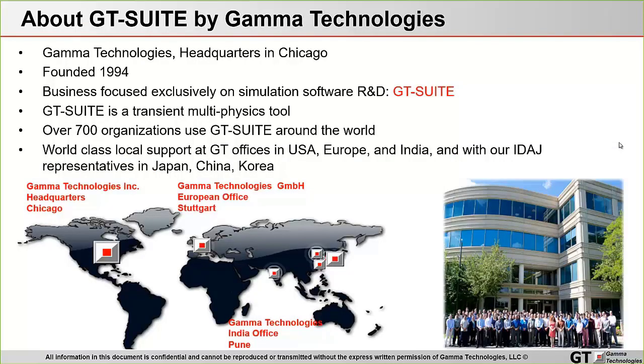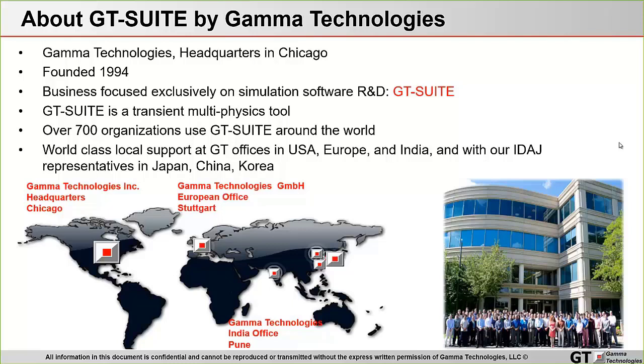Now, a little bit about GT Suite simulation software. The name of the company is Gamma Technologies. Our headquarters is outside of Chicago in a suburb called Westmont, and we were founded over 25 years ago, back in 1994. Our business is focused exclusively on simulation software research and development of a tool called GT Suite.